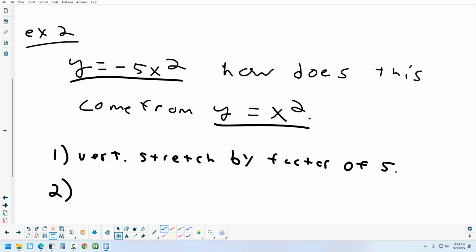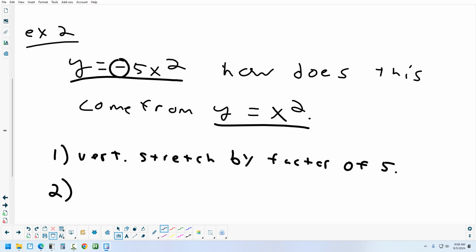So what that means is if you had a bunch of coordinates on this graph, if you wanted to stretch it by a factor of 5, you would take all the y values and multiply them by 5. You wouldn't do anything to your x's. And that would make all the y's 5 times as big, and it would stretch it 5 times as much. Okay, so that's the first one, vertical stretch by a factor of 5.